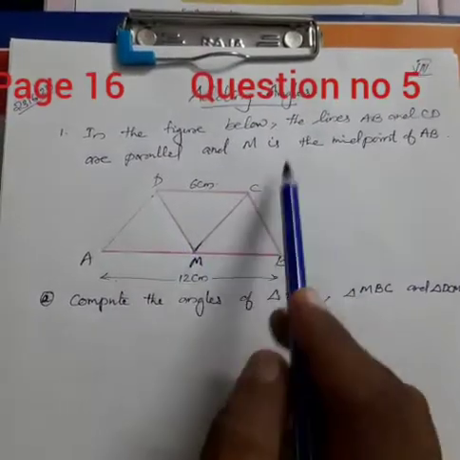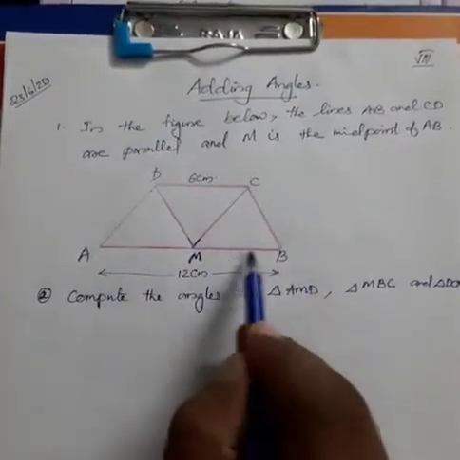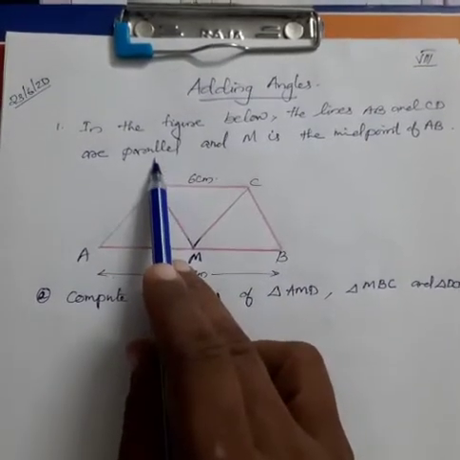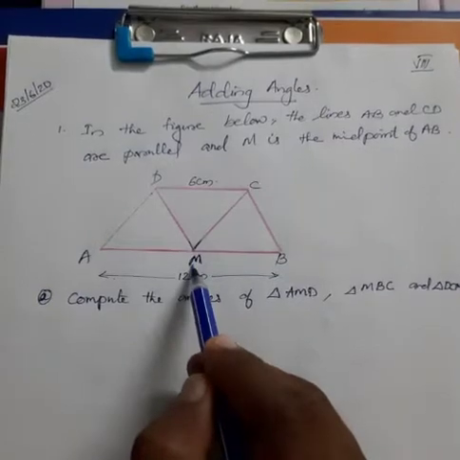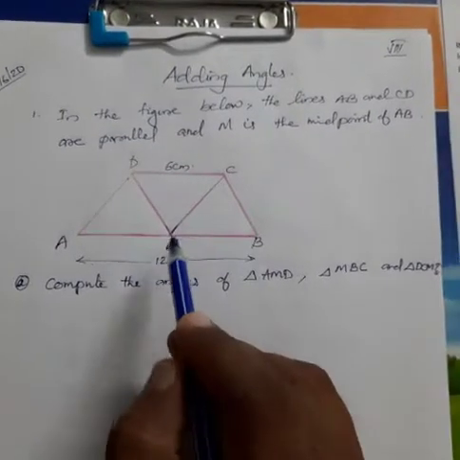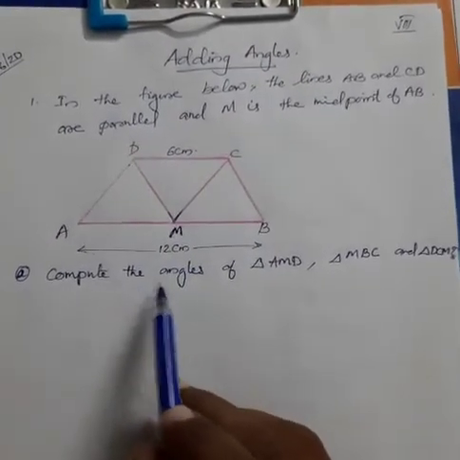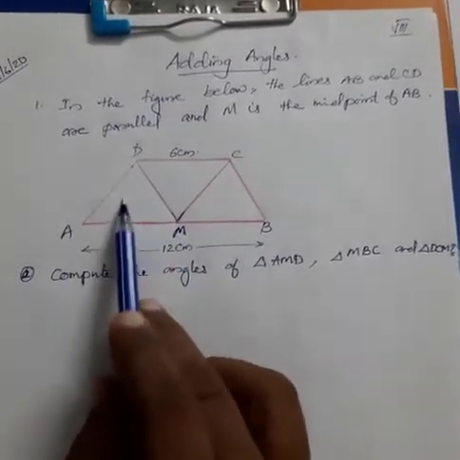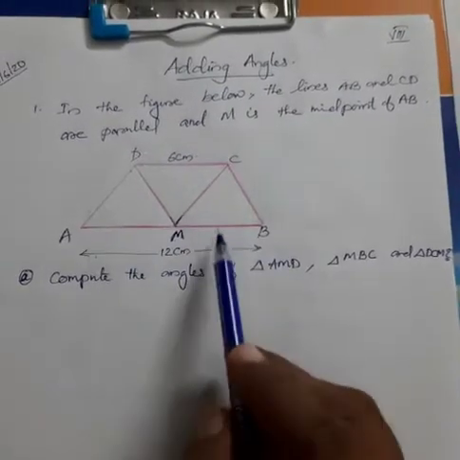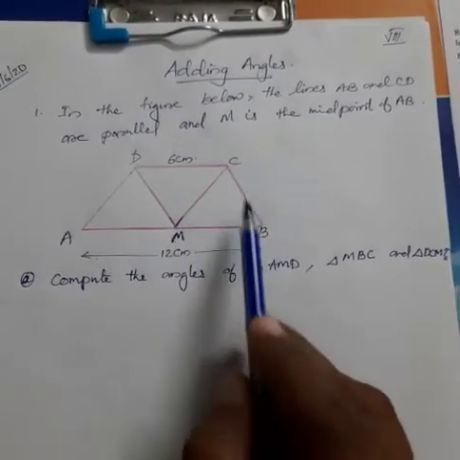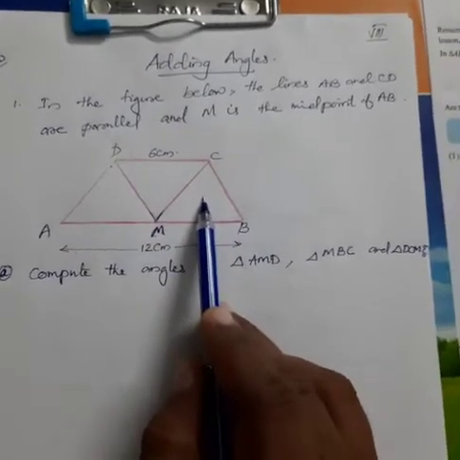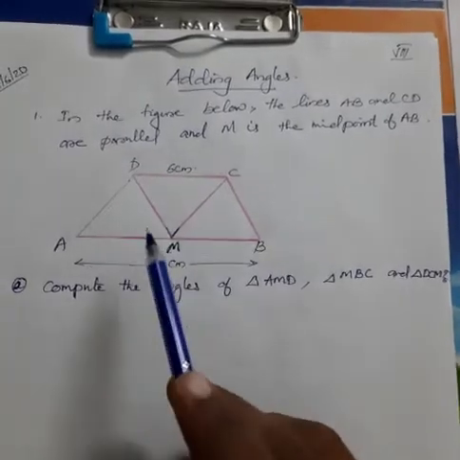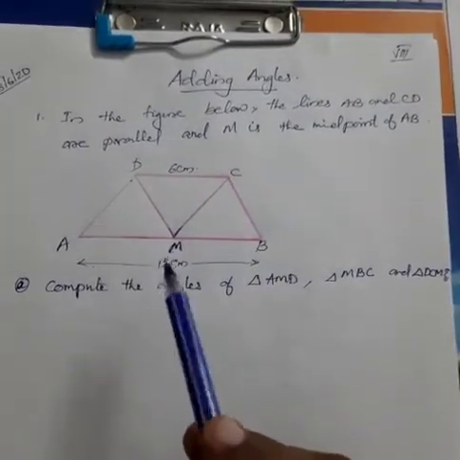In the figure below, the lines AB and CD are parallel and M is the midpoint of AB. The first question, compute the angles of triangle AMD. Compute the angles of triangle MBC, the second triangle. And the third one, DCM. All the angles we have to find out.